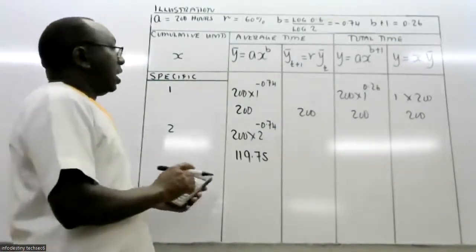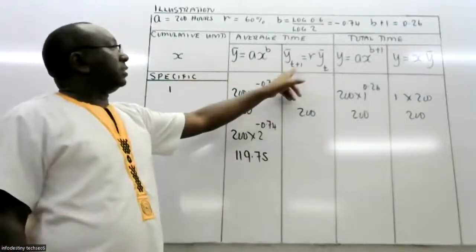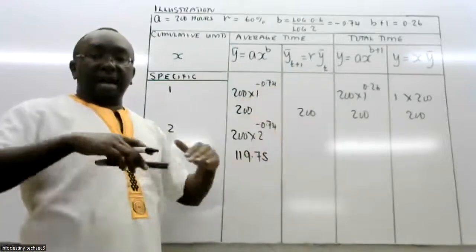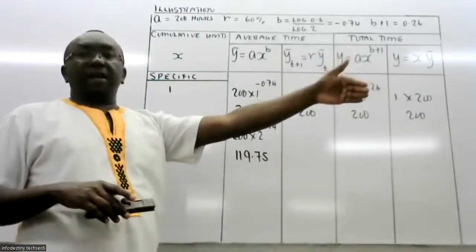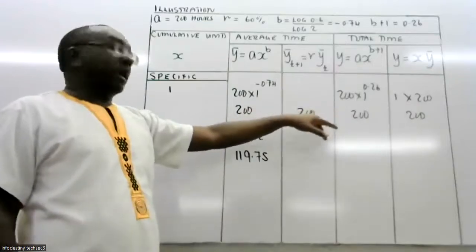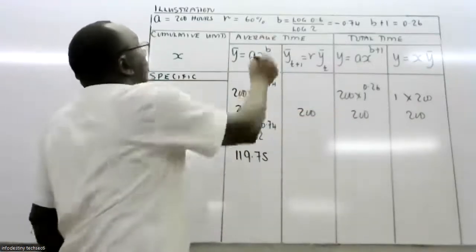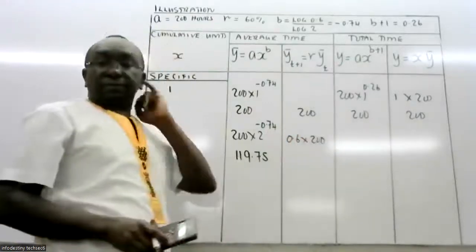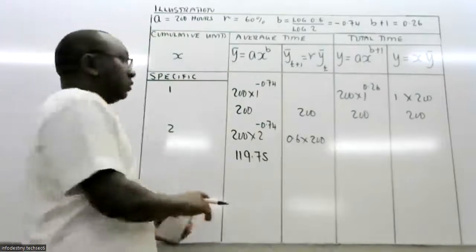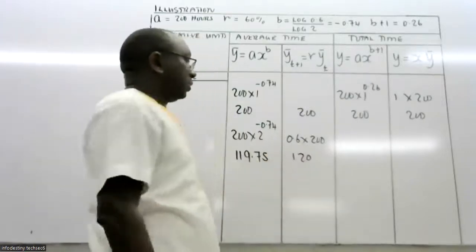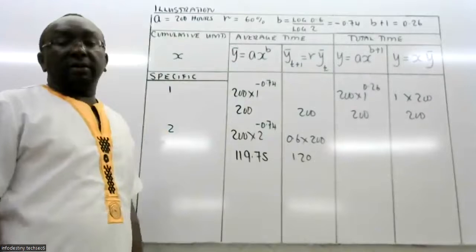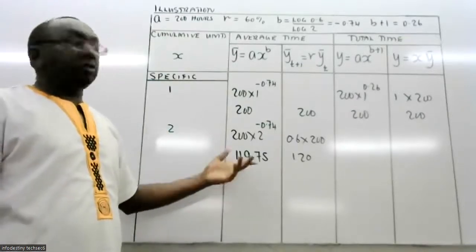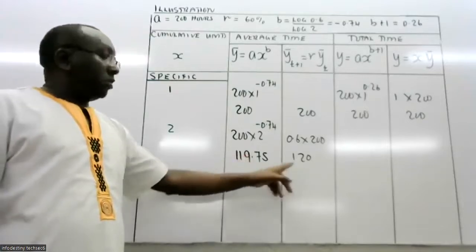The next, now here, this formula, you see this formula says t plus 1 is r multiplied by y t. Now, if t is the current one, t plus 1 is the next one. So this is our t. So for the second one, you will take r, which is 0.6, you multiply by these 200. So if you multiply, that gives us around 120. And you can see now, if this one was to be expressed without a decimal, it will still be 120.